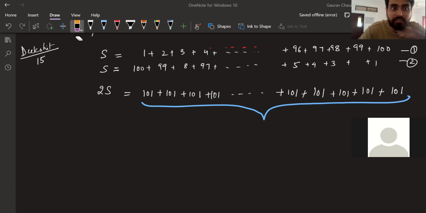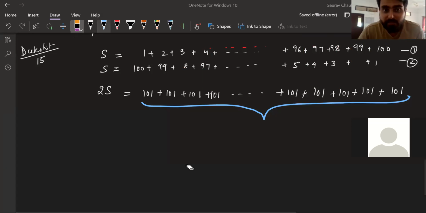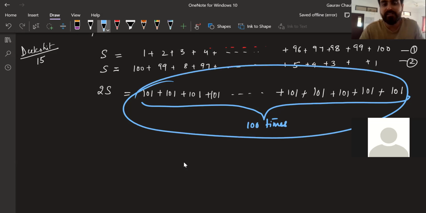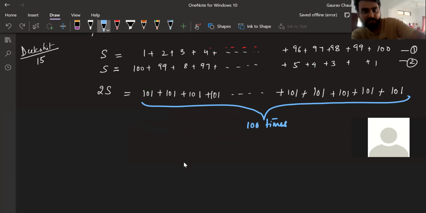Bindu, you got this? Okay, great. Now this is happening 100 times. So how can I write this right hand side? Can I simplify the right hand side? Can I write it in a simpler way? I am adding 101 again and again 100 times. What is the mathematical way of writing it?